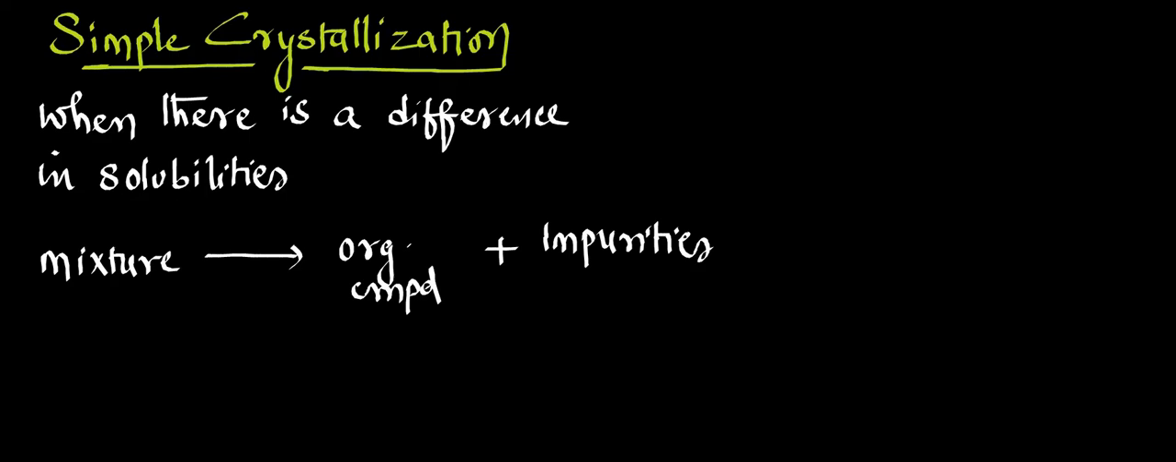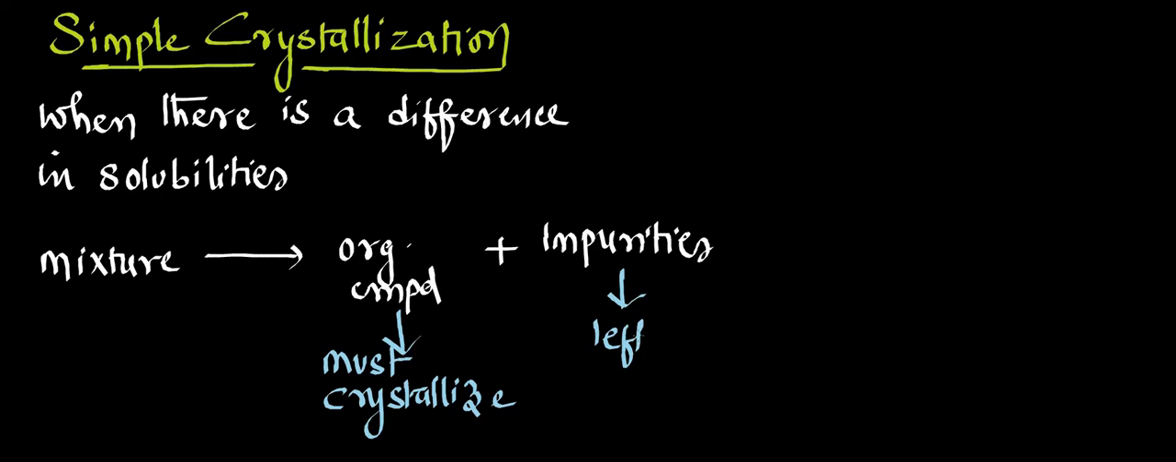The organic compound solubility must be different, impurity solubility must be different, or else impurities must be insoluble and only the organic compound must be soluble. The organic compound must crystallize and impurities should not crystallize. So when you dissolve this mixture in a suitable solvent, the organic compound must crystallize and impurities must be left behind. So this is the criterion.